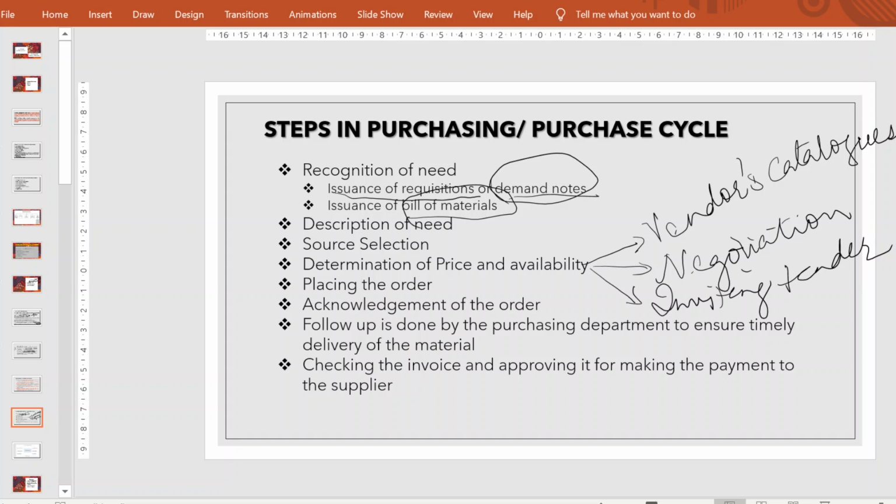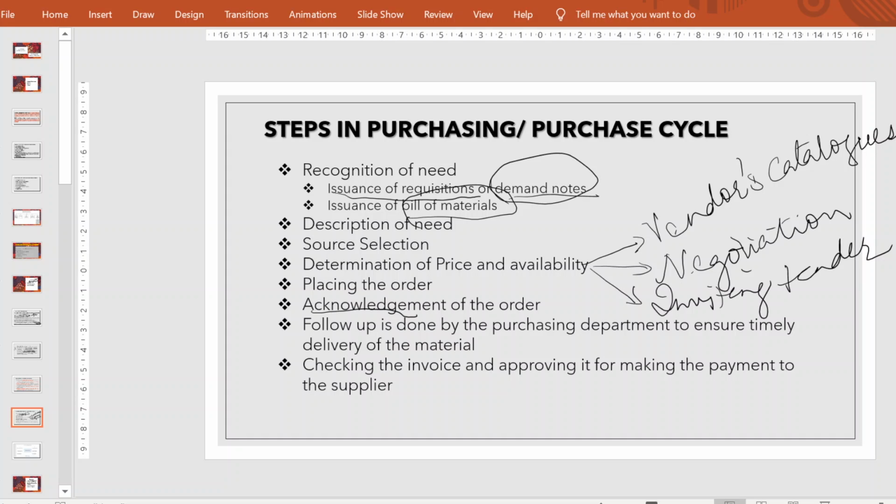Okay. Now the next step is placing the order. Once you have finalized the price and availability, you will be placing the order. After the order is placed, usually the supplier will acknowledge your order. After that, you can have a follow-up wherein you will be contacting the supplier and making sure that the material is delivered on time. And the last one is once you receive the materials, you will be checking the invoice and approving it for making the payment to the supplier, and the payment will be done. So these are the steps involved in purchasing, which is called the purchasing cycle.